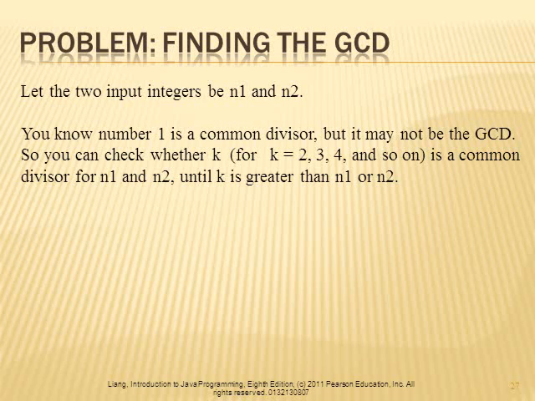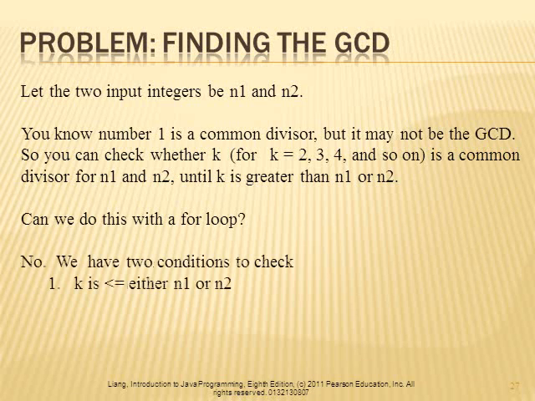So the problem here is to write a program that prompts the user for a couple of positive integers, and then the program is to find the greatest common divisor between the two. Do you suppose we can do this with a for loop? No, a for loop is not appropriate. We don't know how many times we need to go through this loop.